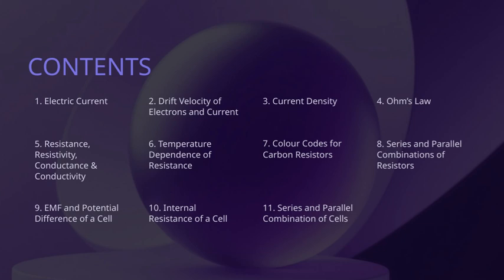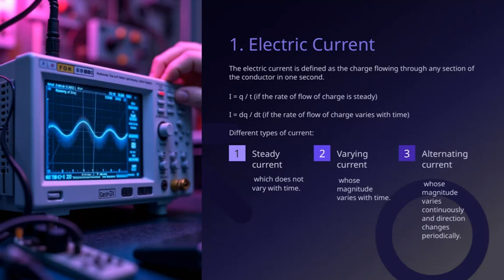Then, we'll examine the series and parallel combinations of cells, which are crucial in designing batteries and circuits for desired voltage and current. Afterward, we'll delve into Ohm's law, a fundamental principle that relates voltage, current, and resistance in a circuit. Finally, we'll move on to the series and parallel combinations of resistors, understanding how these configurations affect total resistance and circuit behavior. Throughout this presentation, we'll connect these concepts to build a comprehensive understanding of electric circuits and their components. Now let's take a closer look at electric current.